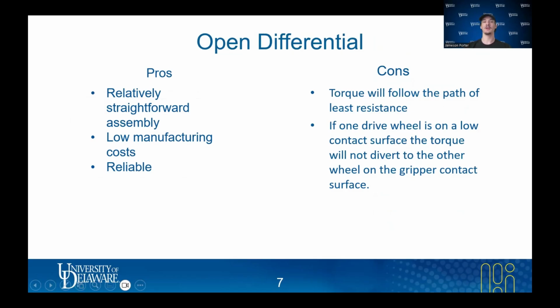So the open differential. The pros of the open differential are that it is relatively straightforward to assemble, has a really low manufacturing cost, and is extremely reliable. The biggest con of the open differential is that torque is going to follow the path of least resistance. So if you have one of your drive wheels sitting on some ice, let's say, all of the torque is going to flow to that wheel because torque wants to follow the path of least resistance, which means your wheel that has no grip is going to be spinning on the ice, and the wheel that, let's say, is on the road is not going to receive any of the torque. So your car is stuck unless it was already moving.